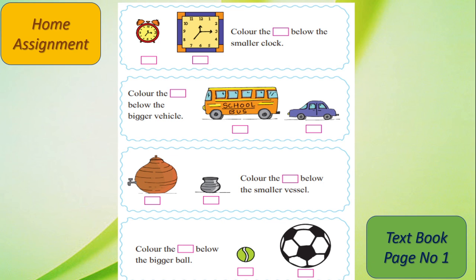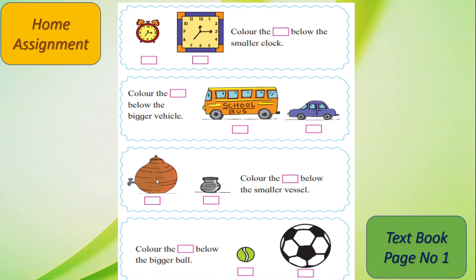Small मतलब छोटा, big मतलब बड़ा. ये आपको पता है, right? Now you have to color. You have the colors, isn't it? You have to color the box below the smaller clock. Okay. Next one is 2 vehicles. You can see here a school bus and a car. Here also color the box below the bigger vehicle. Big. You know the meaning of big, correct? You have to select the bigger vehicle among these two and color the box.